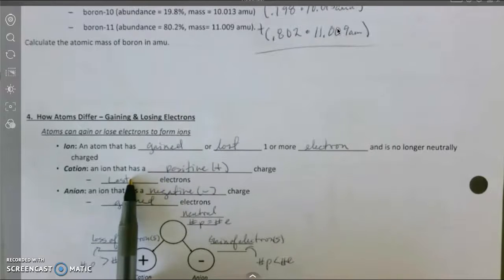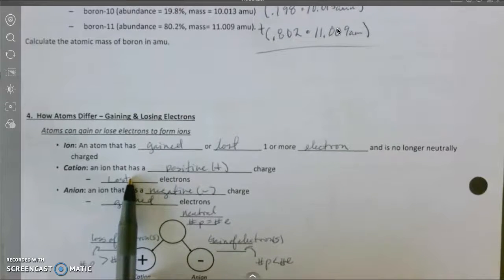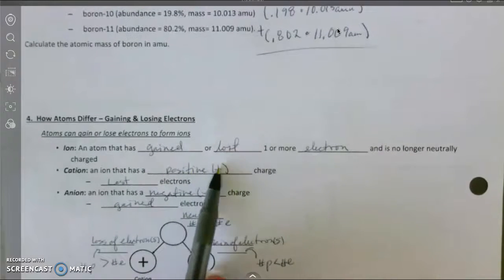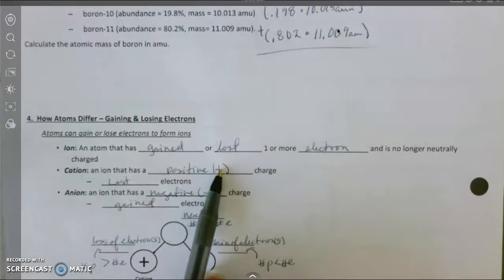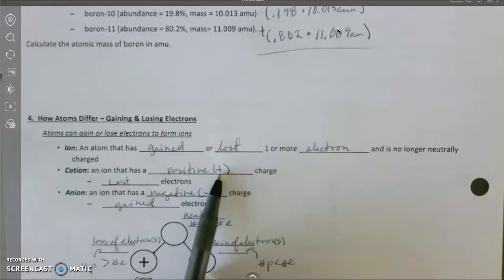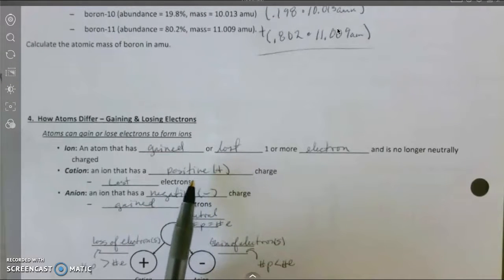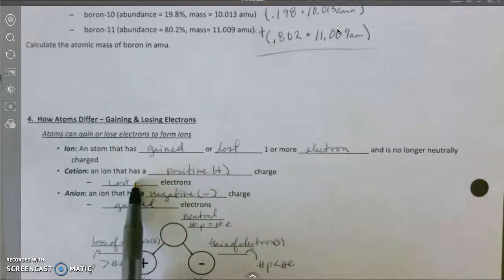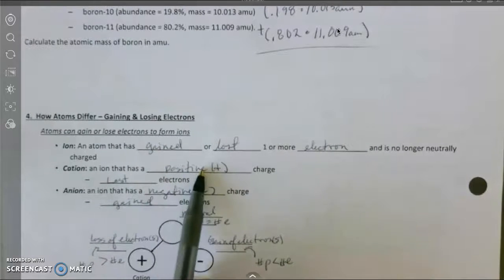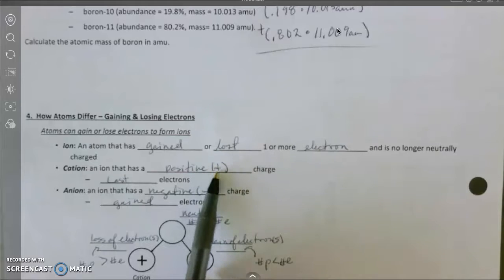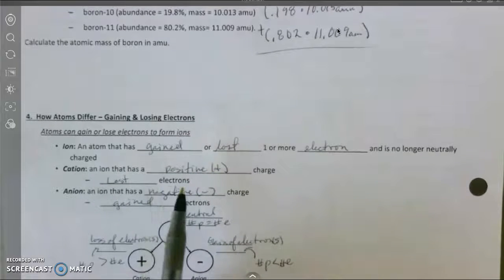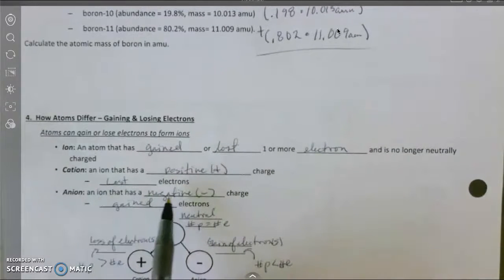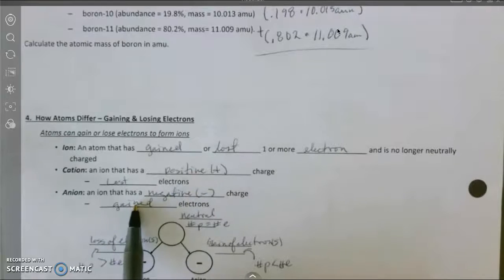Now, this is the most common mistake that my students make. They say, oh, positive charge, that means plus, so we must have gained electrons. That's not true. Electrons are negative. So if we gain electrons, we're going to get a negative charge. We need to lose those negative electrons so that we have more positive protons, and that gives us a positive charge. So cations are positive, anions are negative, and like I said, they gained these negative electrons.